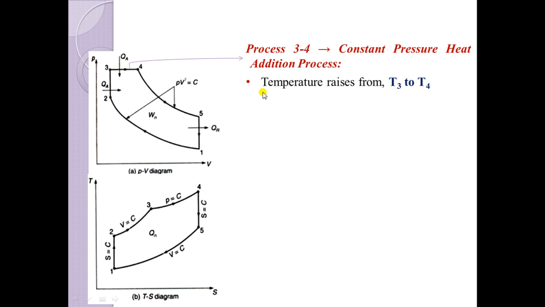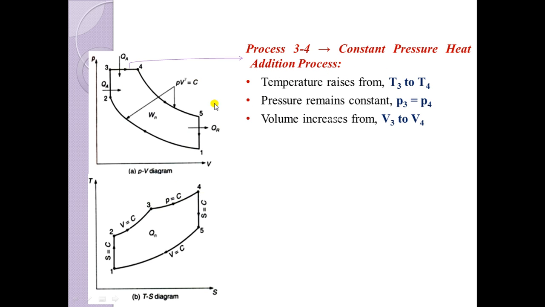Heat is added, as a result temperature rises from T3 to T4, and pressure remains constant because it is a constant pressure process. Volume increases from V3 to V4 while pressure is maintained constant. The work done for this case is given by P4 V4 minus P3 V3, and it can be written as P3 into (V4 minus V3), taking either P4 or P3 as common.